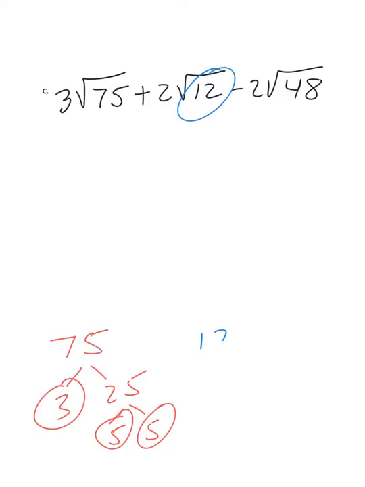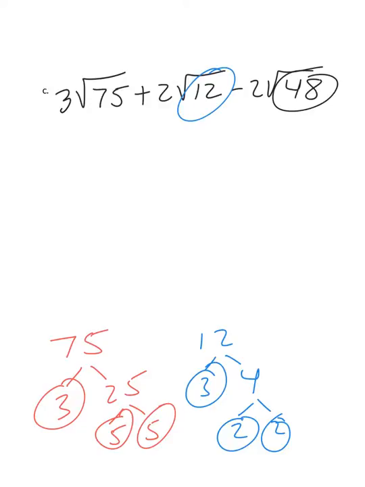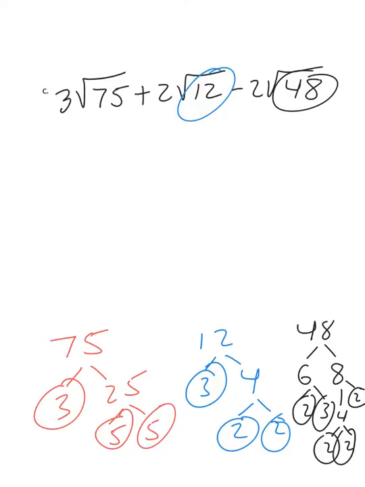12. For 12, I'll use 3 and 4, or use 2 and 6 if you prefer. So the 3 branch is done. 4 breaks down into 2 and 2. I got a matching pair of 2s, so the square root of 12 is going to go down further. Next up, square root of 48. I'm going to use 6 and 8. 6 goes down into 2 and 3. 8 goes down into 4 and 2. And 4 goes down into 2 and 2. So I have 2 matching pairs of 2s in the 48 when I look at those circled numbers. So square root of 48 is also going to break down further.